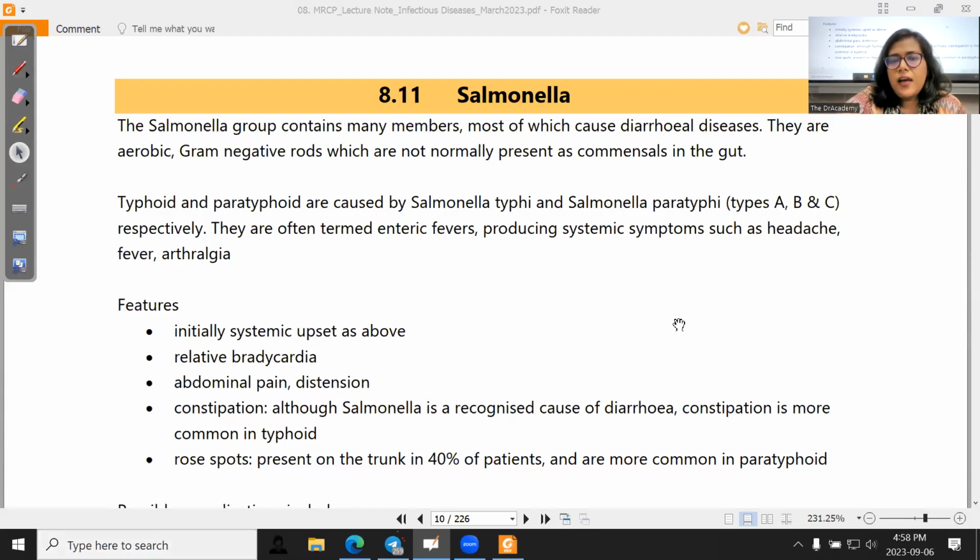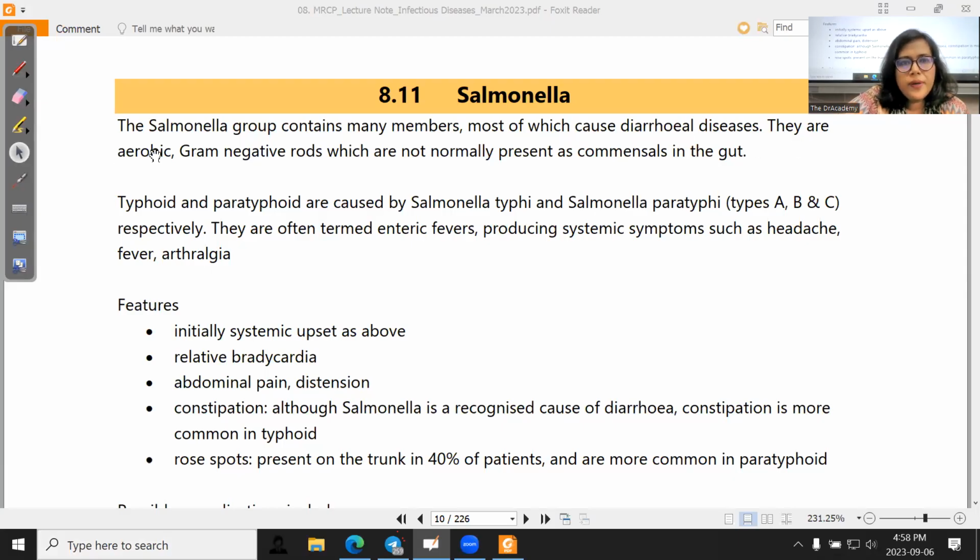And along with that, your appetite goes really low. You don't feel like eating anything. And that relative bradycardia, which I've mentioned previously. Luckily I did not have any spots or something like that. But for some weird reason, I lost a lot of my hair. I don't know, it's different for a lot of people. I lost a lot of hair during my enteric fever infection.